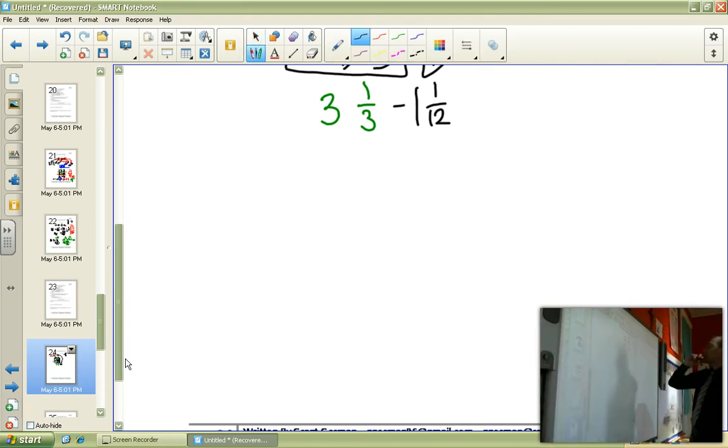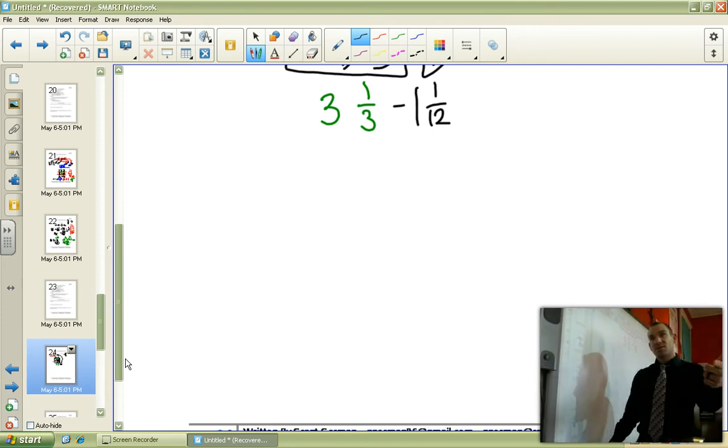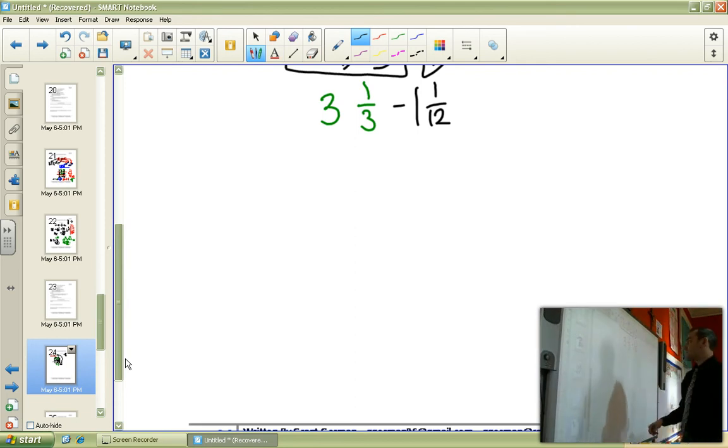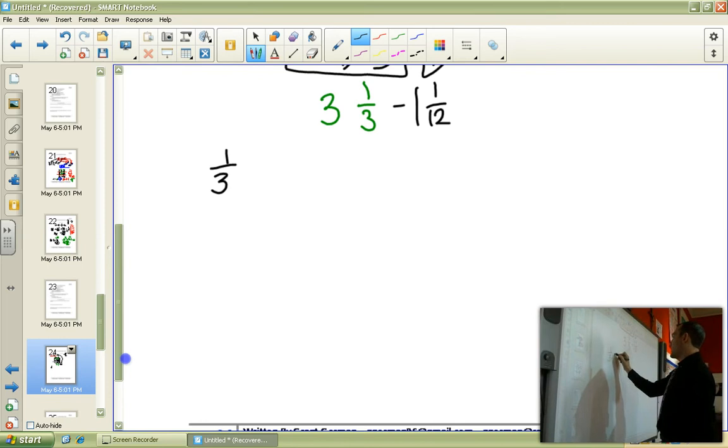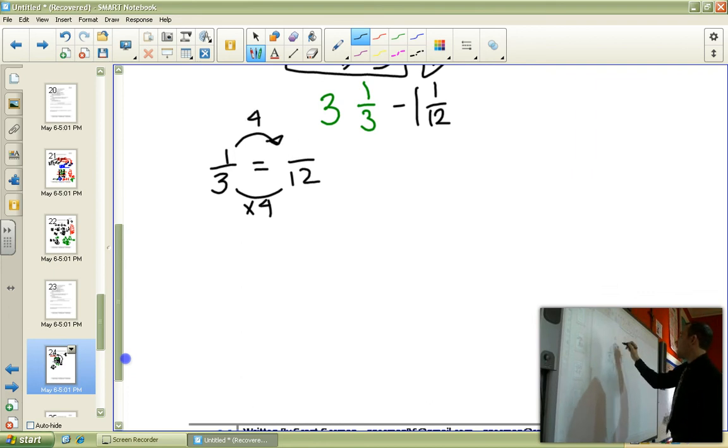I have got 3 and 1/3, 1 and 1/12. Well, they don't have common denominators. The greatest, or I should say the least common multiple, since 12 is a multiple of 3, I can just do 3, 6, 9, 12. So if I do 1/3 equals something over 12, I just counted to the 4th multiple, so I'm going to multiply top and bottom by 4. Okay, so I'm going to get 4/12, and I can start my process all over.